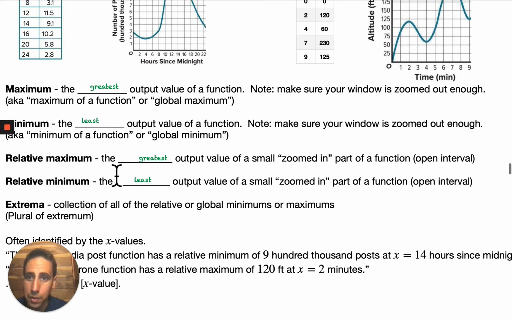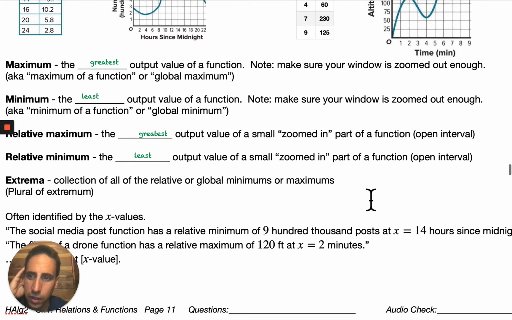A relative maximum is the greatest output value of a small zoomed-in part of the function. And a relative minimum is the least output value of a small zoomed-in part of the function. If you zoom yourself in, you're not considering the borders, you're considering only the center part. You're looking for an open interval. I think I can talk more about that tomorrow if you like.